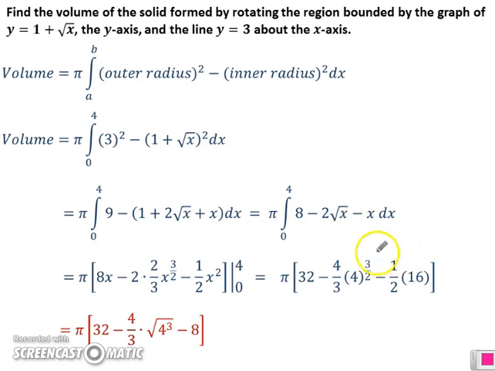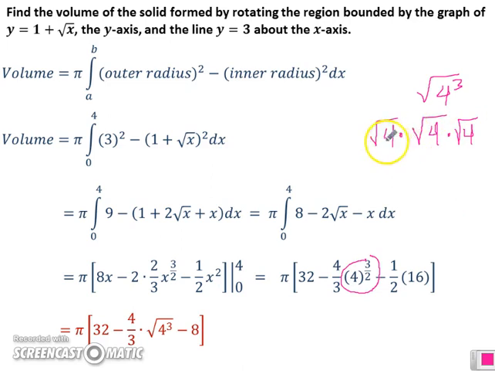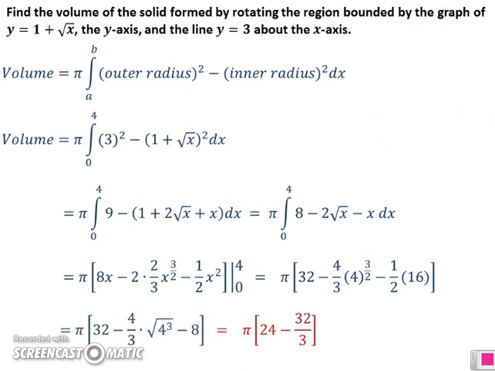Simplify a little more. This is really the square root of 4 cubed. And the square root of 4 cubed is the square root of 4 times itself 3 times. So that's really 2 times 2 times 2. That's an 8 right there. So this is 4/3 times 8. So now we have 32 minus 8 gave us the 24. And then this piece right here is that 32 over 3.